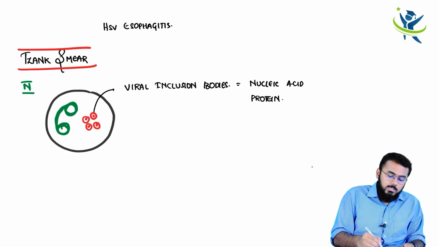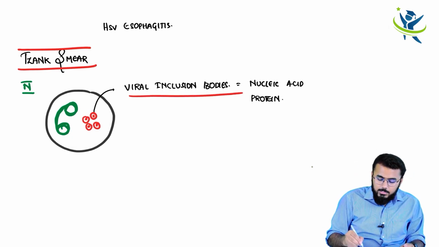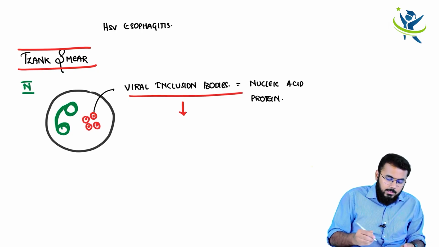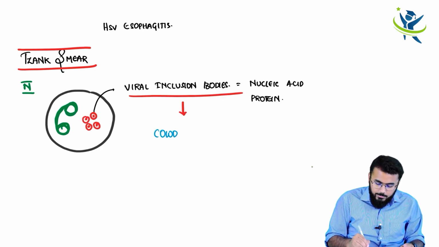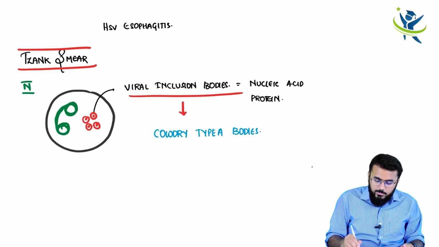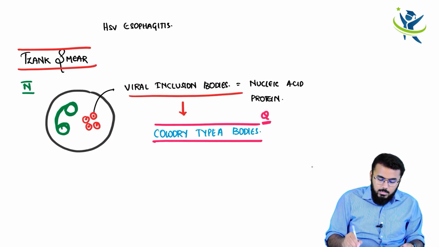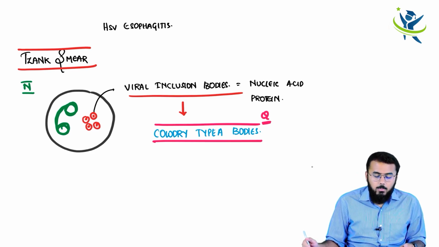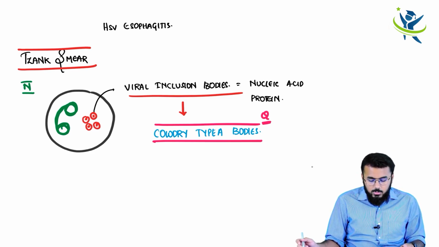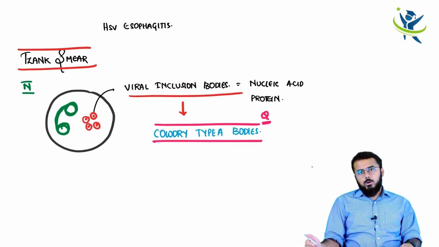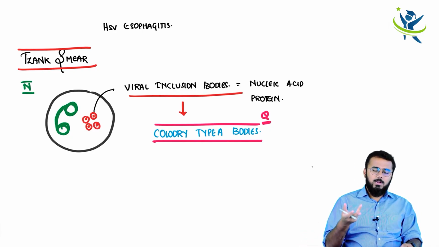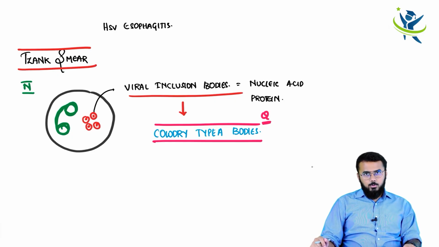Okay. Now these bodies are also given another name. That name is Cowdry type A bodies. Very important for your exams. These are called as Cowdry type A bodies. What is Cowdry type A bodies? They are nothing but the viral inclusions, made up of nucleic acid as well as protein, which mainly affect your neutrophils.